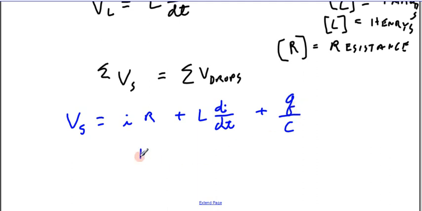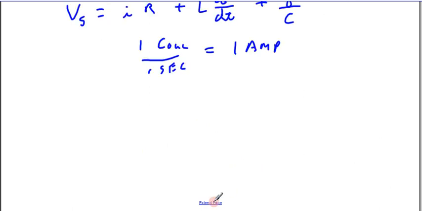Now, 1 coulomb per second is going to be 1 amp. So my charge is flowing in coulombs, and a whole coulomb in a second gives me an amp. And do we remember the charge of an electron? What's the charge of an electron?